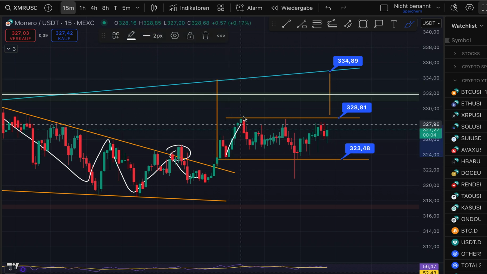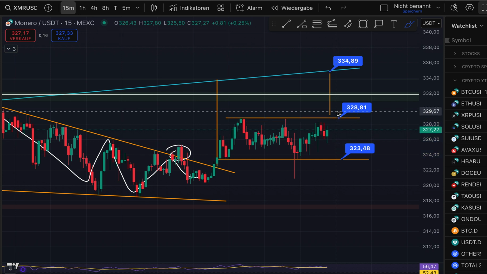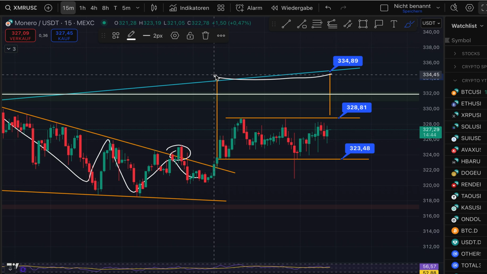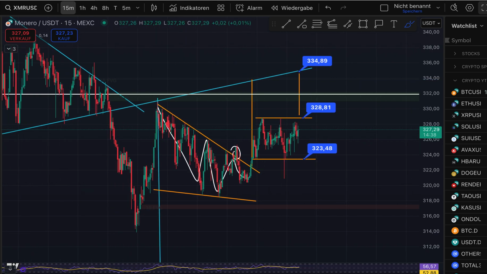We also have here a rectangle. So if we break the rectangle to the upside, which is currently the 329 US dollar, then we can reach up to 335 US dollar. That's the target of the rectangle. So we have two targets directing us between 334 US dollar and 334 US dollar and 50 cents. So almost the same. What is this going to be?